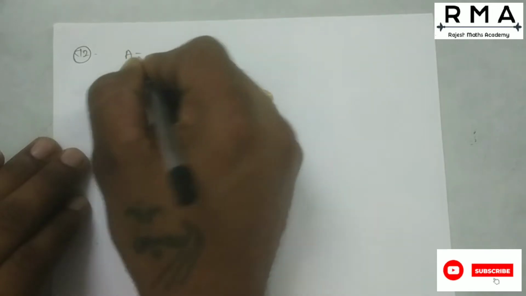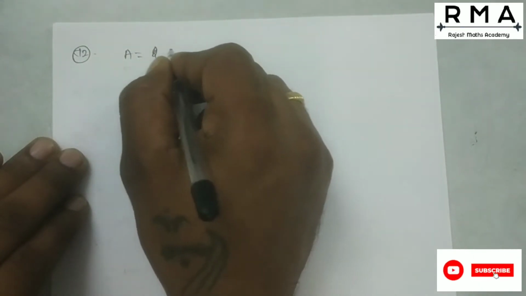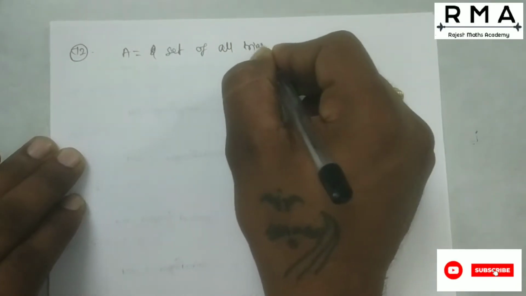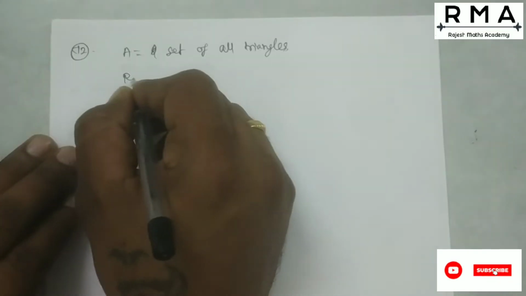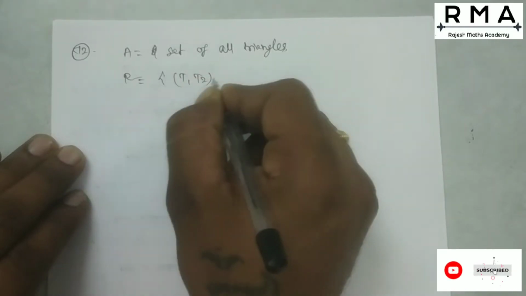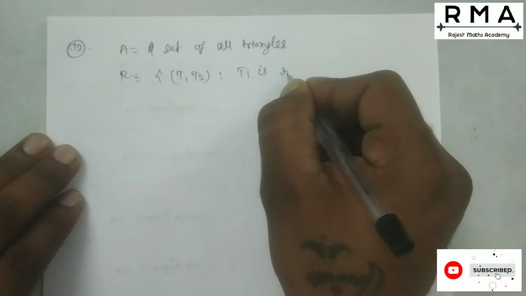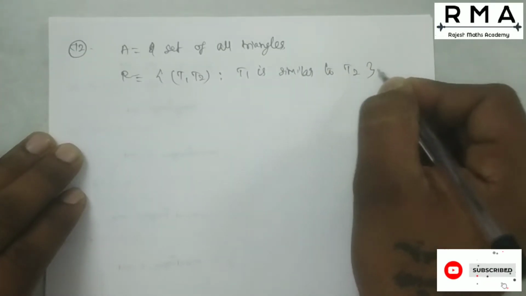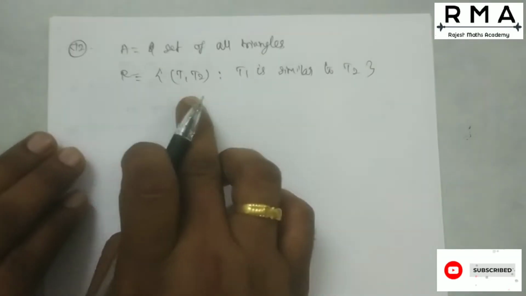Question number 12, set A is given that set of all triangles. So I can write that set A equals set of all triangles. Clear? So what is the relation given here? The relation given here is (T1, T2) such that T1 is similar to T2. This relation I need to prove that it is an equivalence relation.